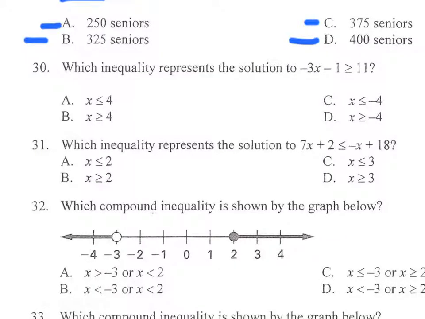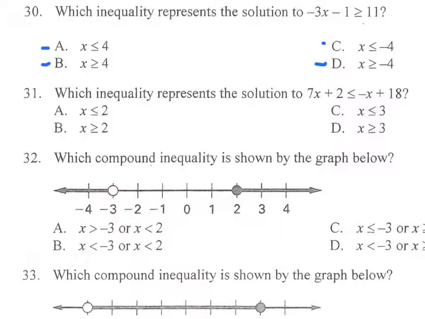Okay, number 30, which inequality represents the solution to negative 3x minus 1 is greater than or equal to 11? So all you got to do is work that out. Add 1, divide by negative 3. Remember, when you divide by a negative or multiply by a negative, what's going to happen to this sign right there? Okay, so make sure you're careful. Your choices are A, x is less than or equal to 4, B, x is greater than or equal to 4, C, x is less than or equal to negative 4, or D, x is greater than or equal to negative 4.